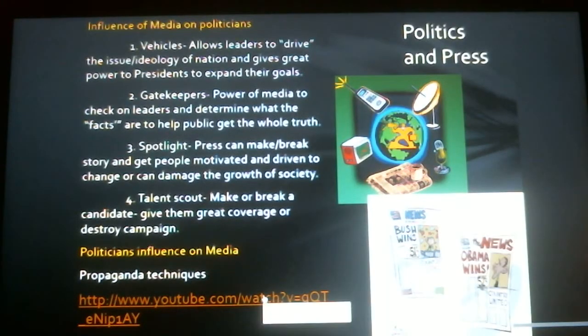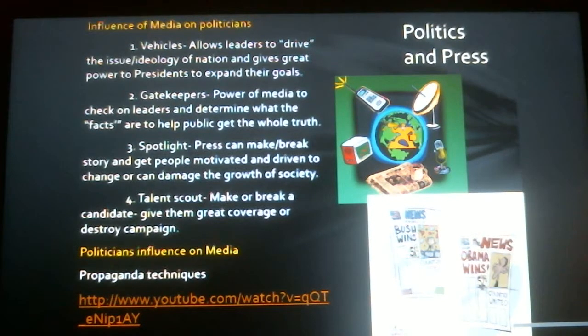Okay, what influence does the media have on politicians? How can the media influence politicians? There are 4 ways. One is what's called vehicle, which allows the leaders to drive the issues of ideology of the nation. Again, you get the news media out there that will pick and choose the stories that they want to go with. And sometimes there are very important news stories that need to be brought up, and unless the news media decides that they're going to drive it, it's going to die, or they will take it out for a test run. And if it doesn't pull very well, if there's not a lot of people watching that story, it's going to die out.